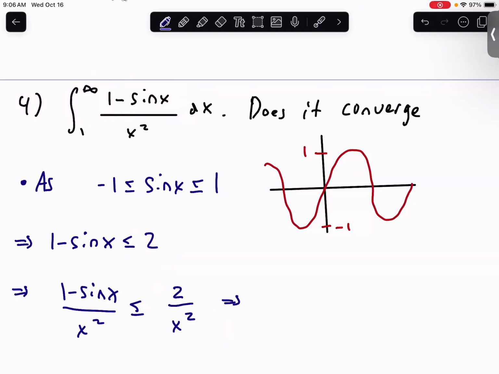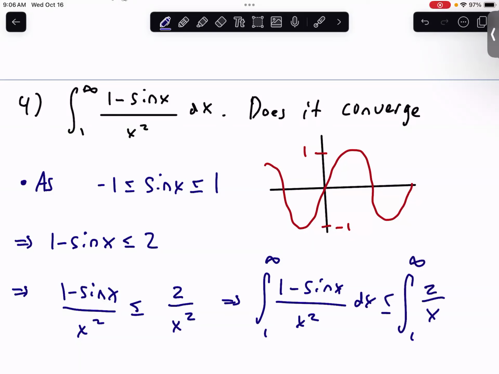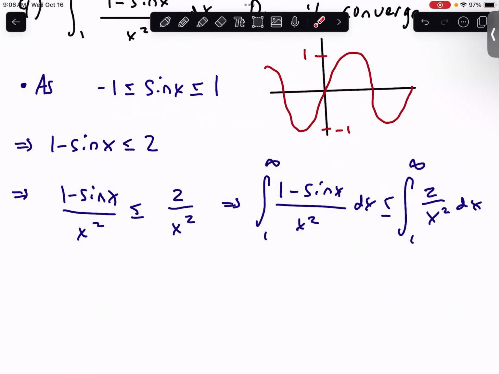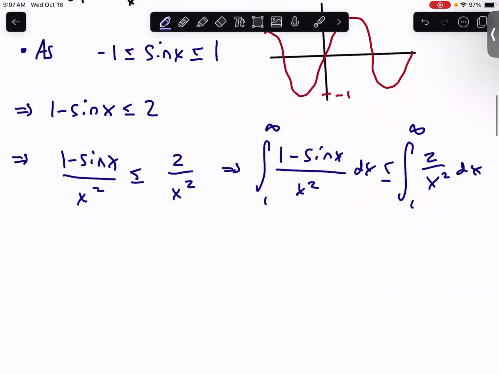And so this implies that the integral of 1 minus sine of x over x squared from 1 to infinity, let's include the dx, is less than or equal to the integral from 1 to infinity of 2 over x squared dx. Because the power of x in the denominator is greater than 1, we already know that this is going to end up converging. If you want to, you can compute this integral and show that it ends up being a finite number. But we already know from a theorem that this is going to converge.